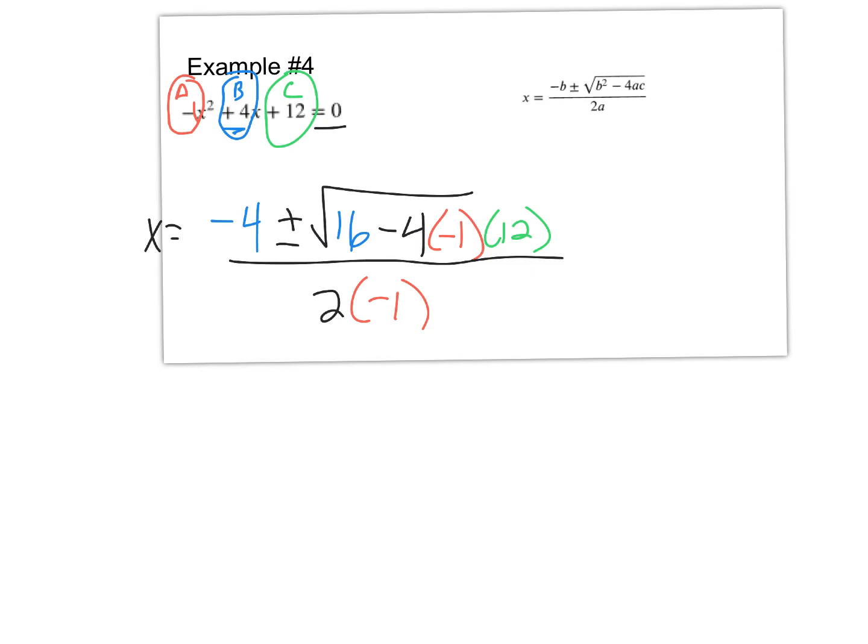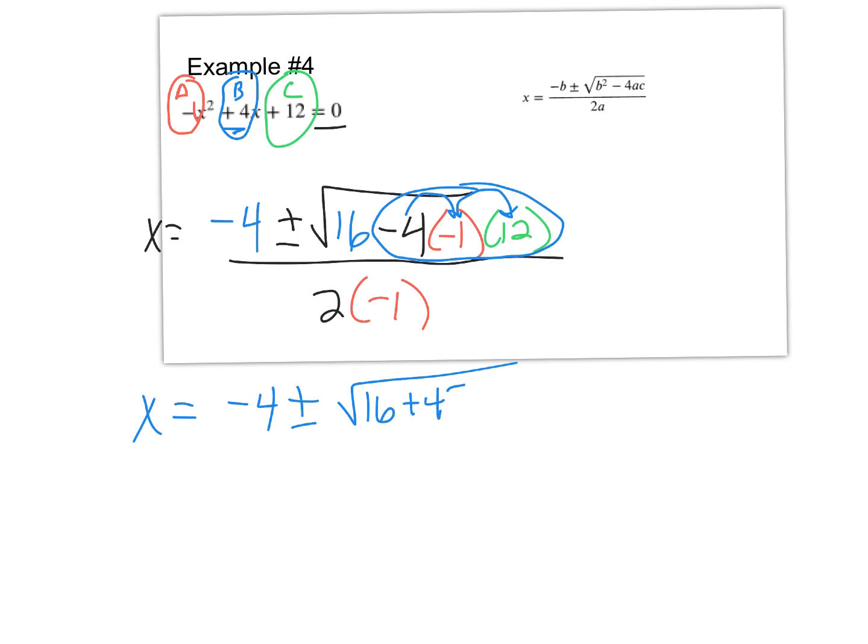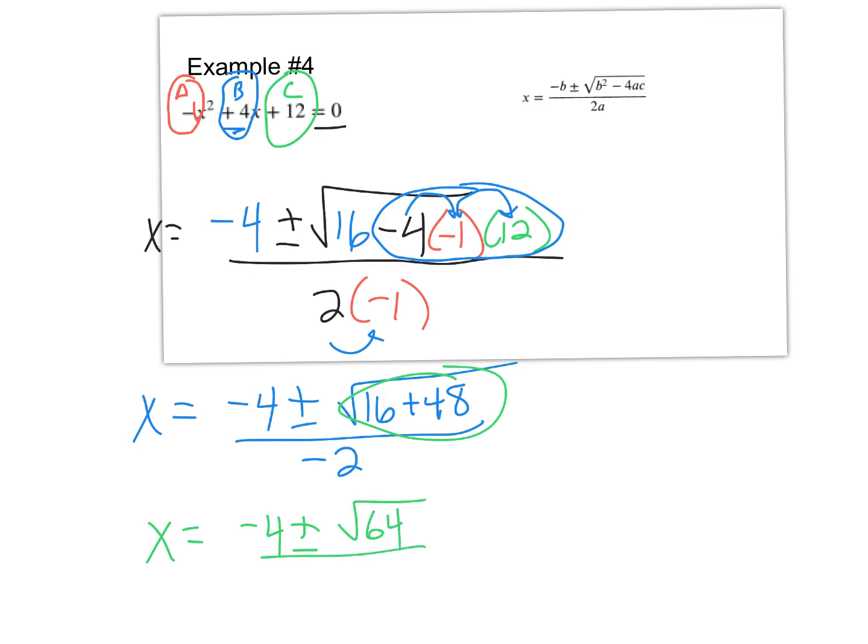Okay. Now we're going to do the work under the radical. We're going to focus here. So x equals negative 4 plus or minus radical 16. Now negative 4 times negative 1 is 4. 4 times 12 is positive 48. All divided by negative 2. Okay. So now let's do the work under the radical. X equals negative 4 plus or minus radical 64 divided by negative 2.